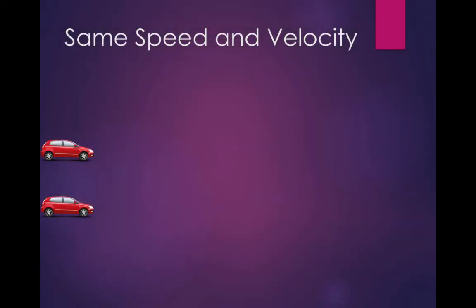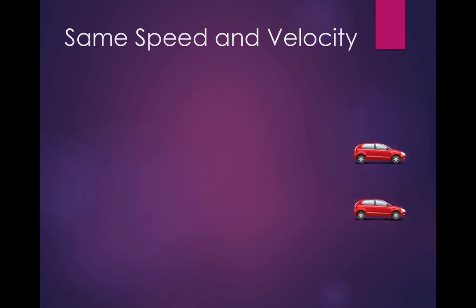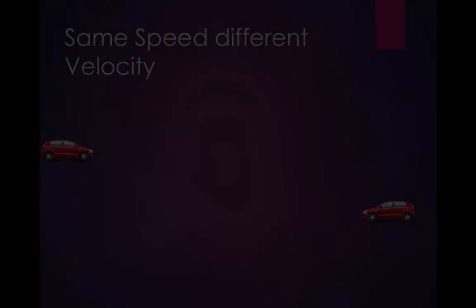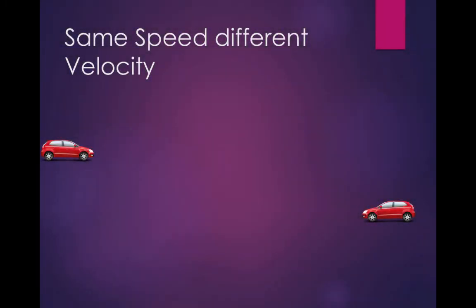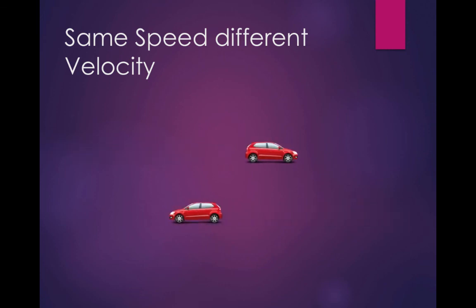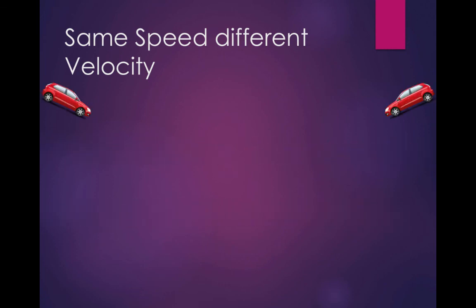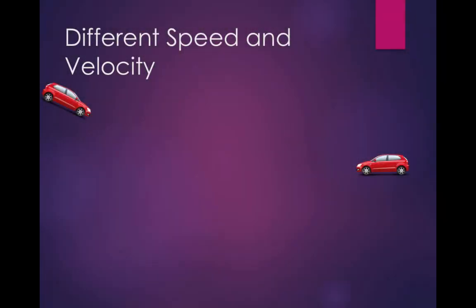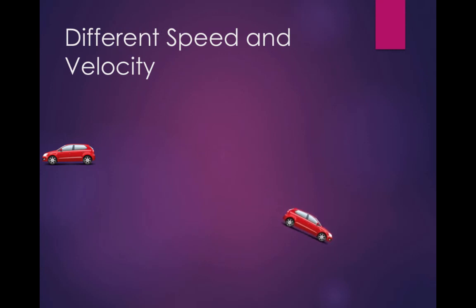So what would two objects with the same speed and velocity look like? Well, they would simply need to be traveling at the same speed in the same direction, like these two cars. This example also works. How about same speed, different velocity? Well, they would simply just have to travel at the same speed but in different directions like this. Another example might be this. Different speed and velocity is much more apparent, as seen in these two vehicles.